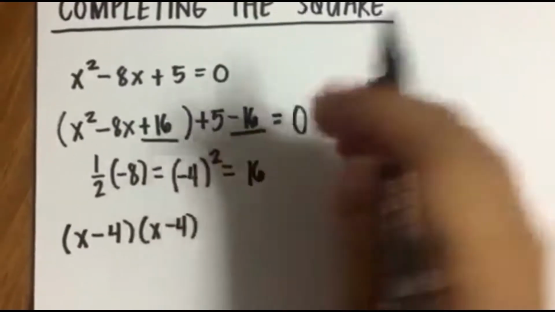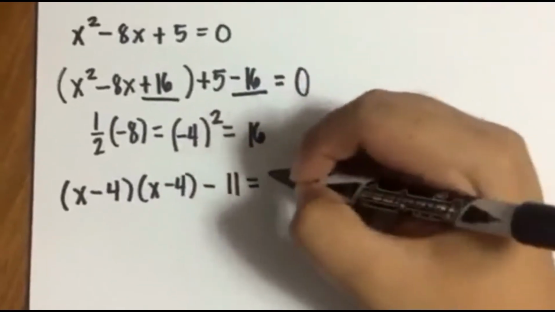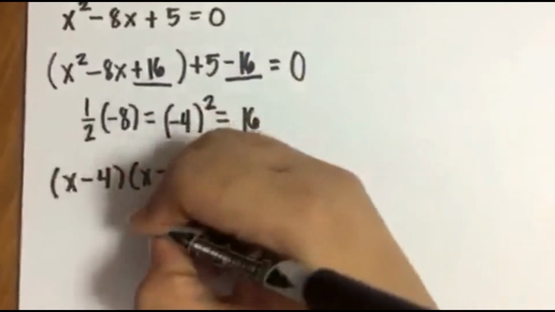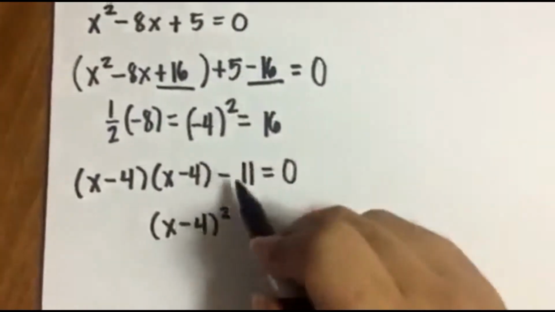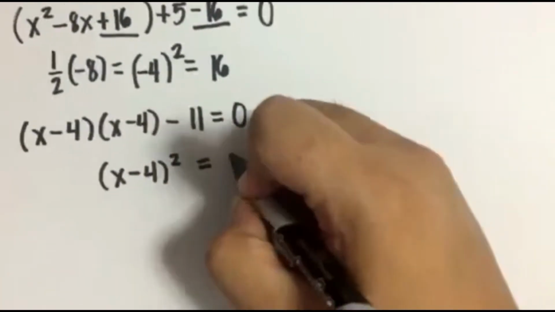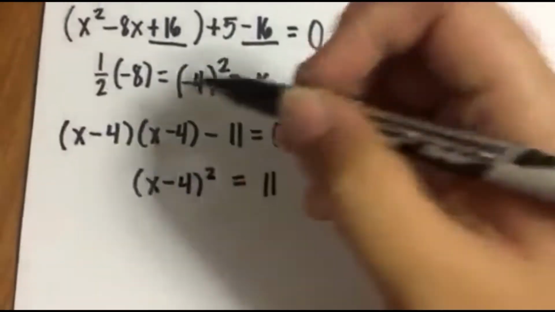Positive 5 minus 16 would give you negative 11 equals 0. X minus 4 and x minus 4 is basically x minus 4 squared. Transpose negative 11 to the other side, it will become positive 11. And now, since you have a square here, you have to get the square root of both sides.